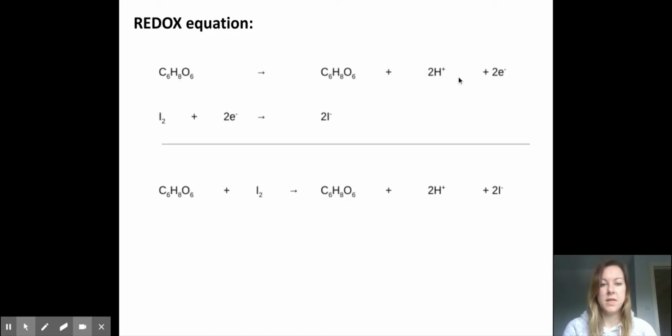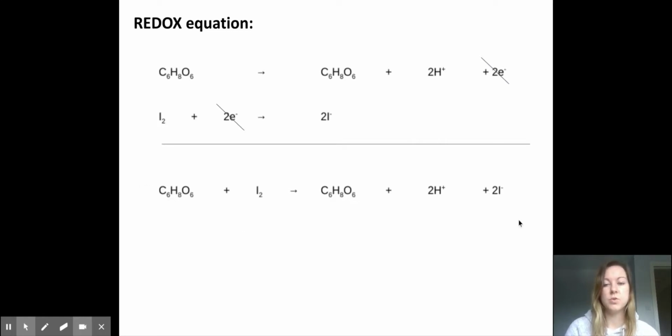So if we have a look at our redox equation, then we've got our vitamin C being oxidized at the top and our iodine being reduced at the bottom. Now, just like any other redox equation, we do need to write it fully by cancelling out the electrons. In this scenario though, we have 2 electrons on either side, so we don't have to do any multiplying. All we do is cancel out our 2 electrons and write the redox equation at the bottom. So this at the bottom here is our full redox equation.